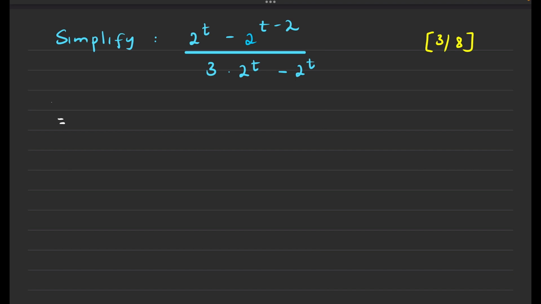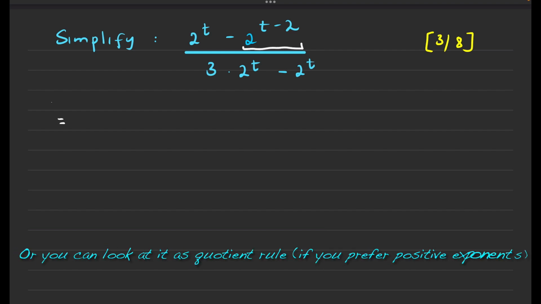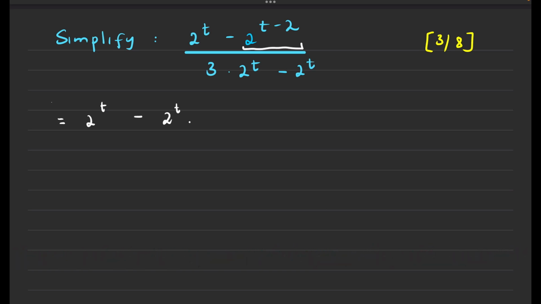Okay, cool. So the first thing I'm going to do here, guys, is that I'm going to reverse the product rule that occurred here. So this is going to be 2 to the t minus 2 to the t multiplied by 2 to the minus 2. Basically 2 to the t times 2 to the power minus 2. What we did is that we added the exponents because the bases were the same and we got this. So now I just reversed that. And then in my denominator, everything remains the same: 2 to the t minus 2 to the t.